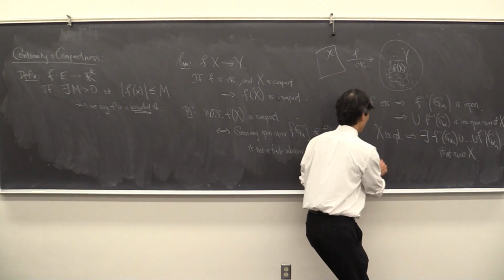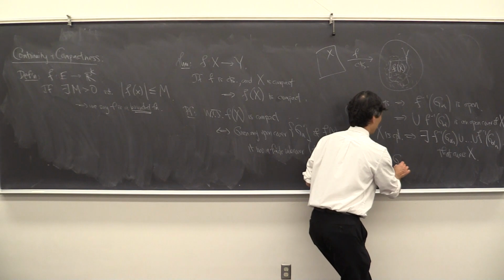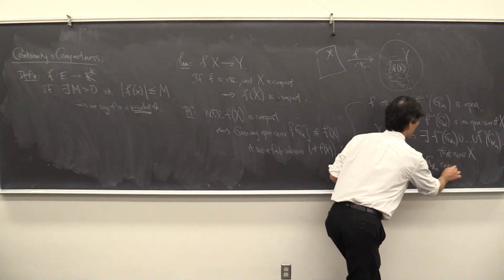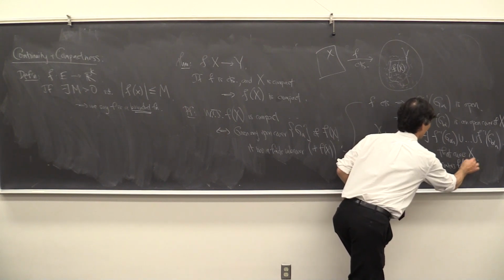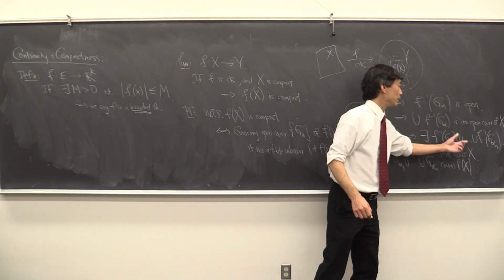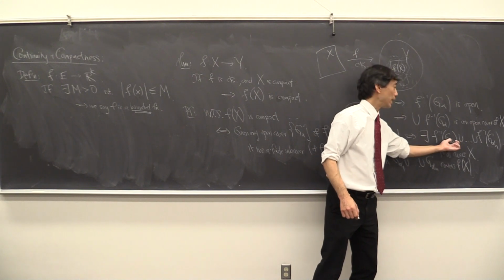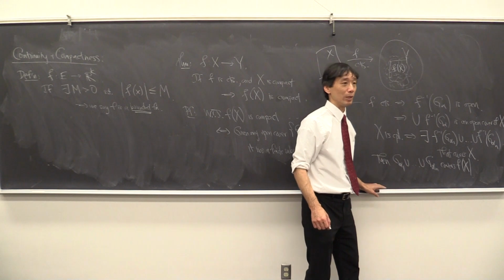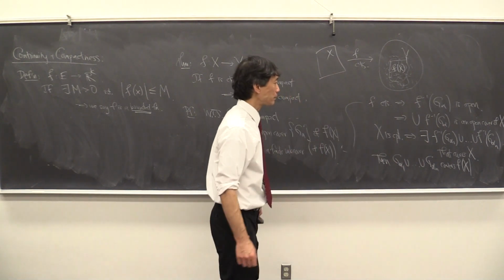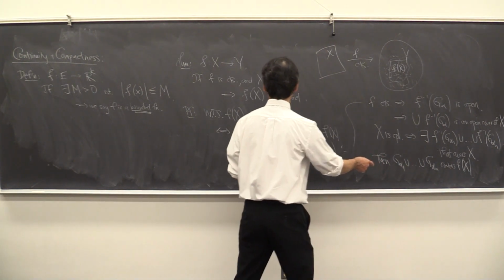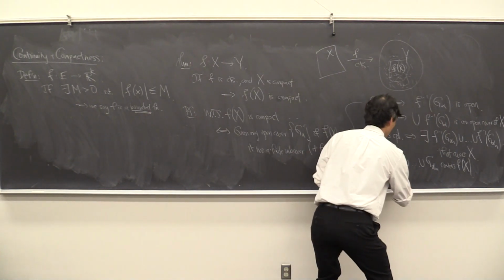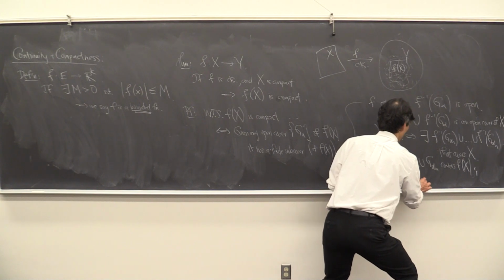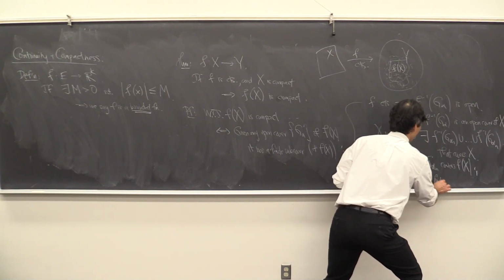But then G alpha 1 union through G alpha n covers f of x, because X is contained in here, so when you map it forward, these guys are going to cover X's image. And so we've got a finite subcover. That's our finite subcover.